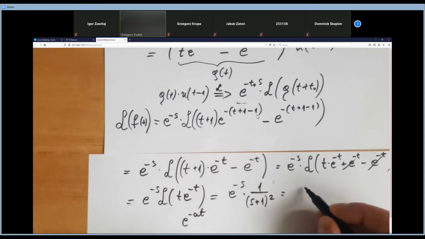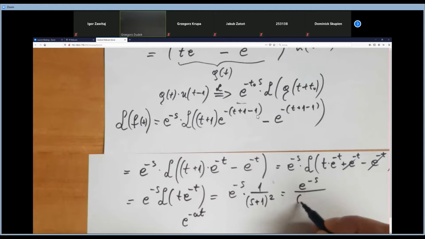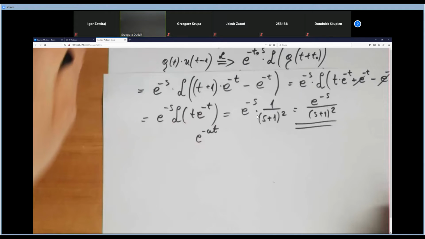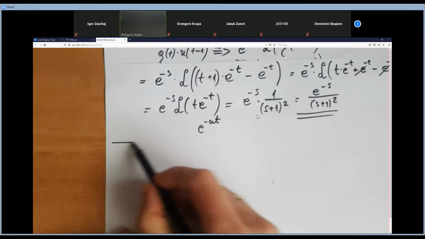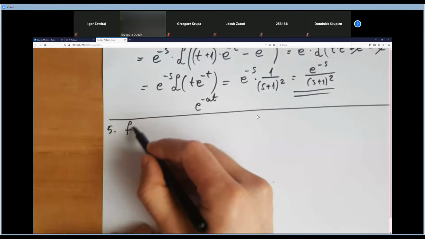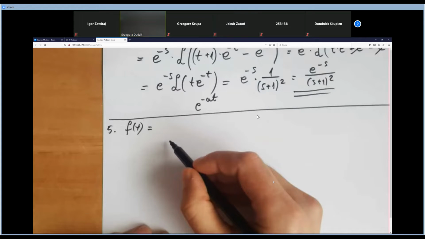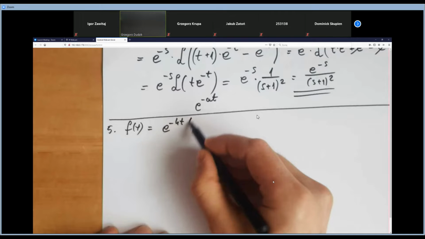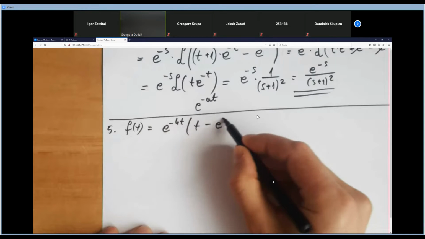So as you see, this is e to minus (s plus 1) squared. That's all. Great. What else? We can make the last example very, very fast. Let's say we've got the function in time domain equal to e to minus 4t, times (t minus e to minus t). Okay, something like that.